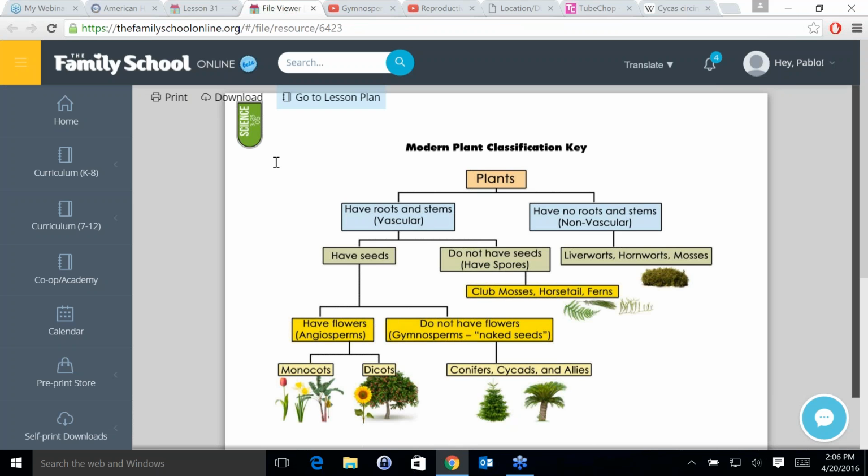So let's start by showing here our modern plant classification map. Okay. So we'll review the different types of plants that we have. All right, so we have the vascular and non-vascular plants. What is the difference again between vascular and non-vascular? What's the difference between vascular and non-vascular plants?